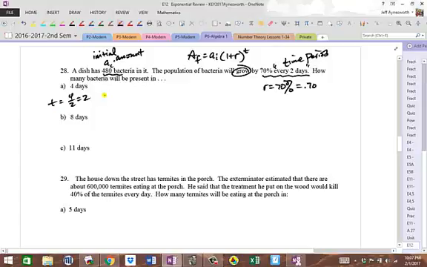So now my function should look like 480, all right, times (1 plus the growth rate as a decimal, so that's 0.7) raised to the second power. So first I set up my time periods, okay, I figured that out. That's step number 1. Step 2, you set up the function, so you set it up.